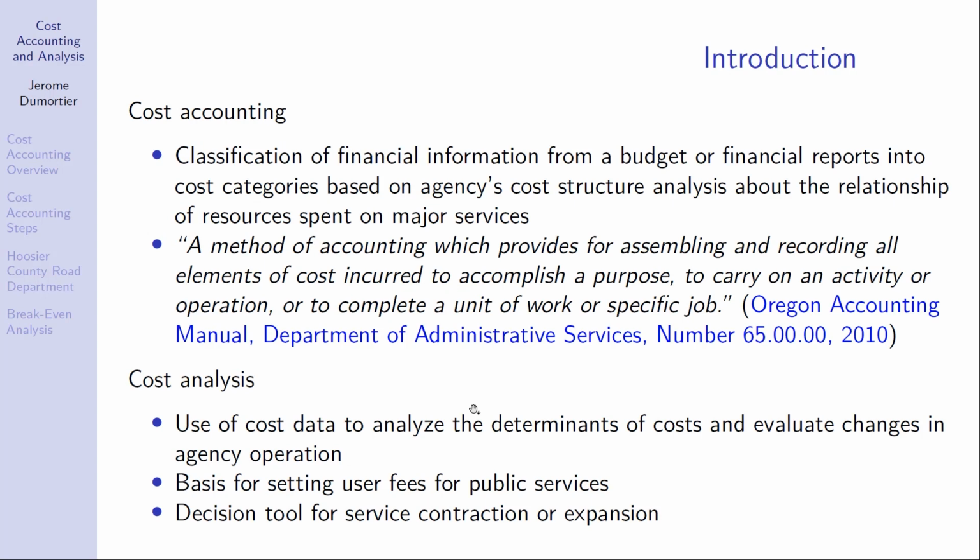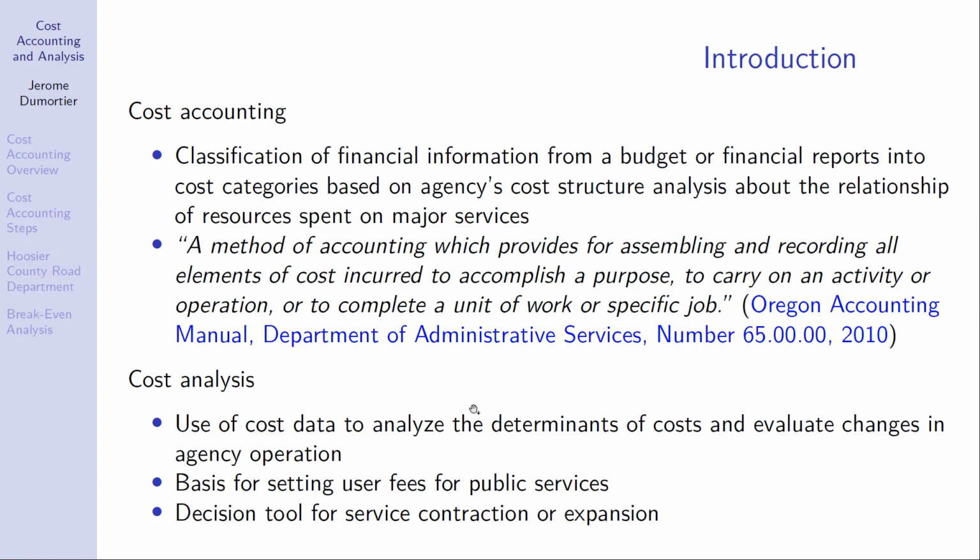Now, first, have a look at the difference between cost accounting and cost analysis. Basically, cost accounting is to classify financial information from a budget or from a financial report into various cost categories. Usually, those cost categories are mission centers to provide services to the public.